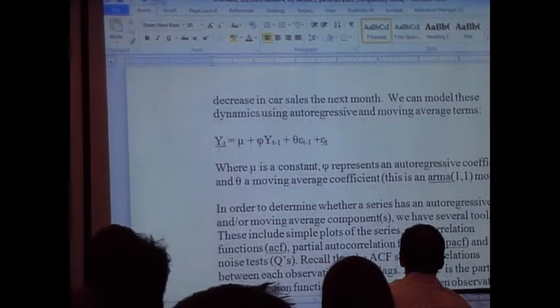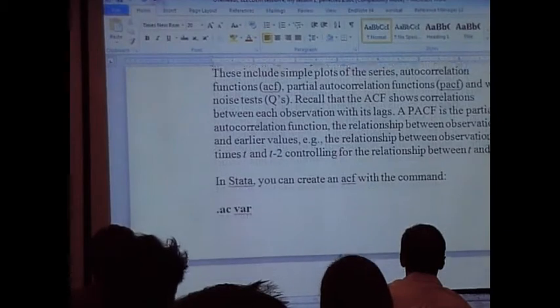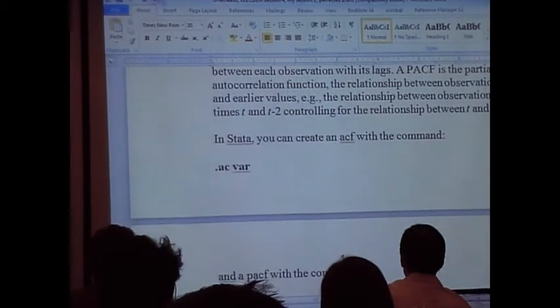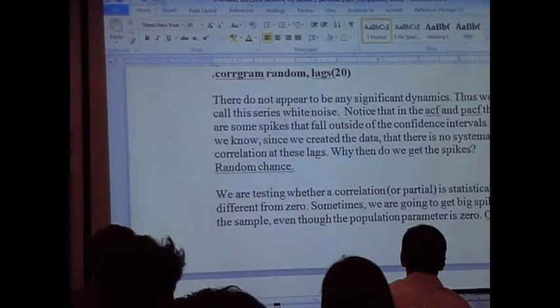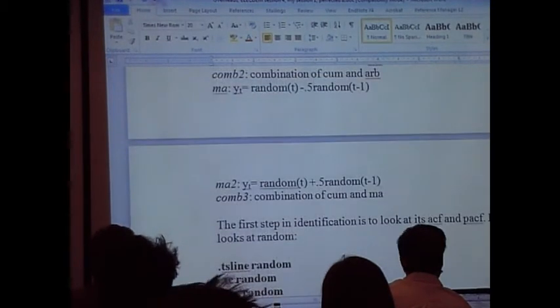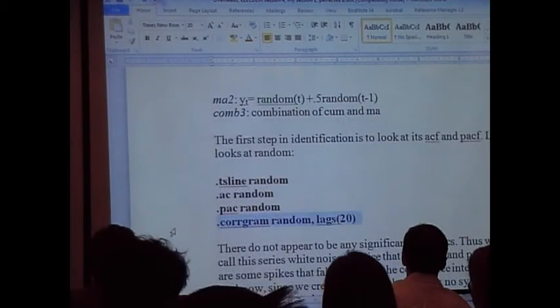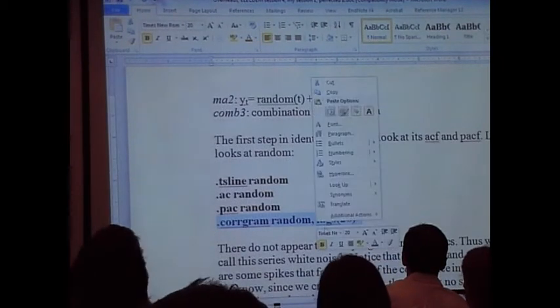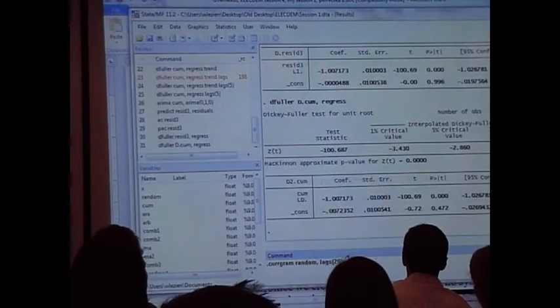And again, we do the same thing, autocorrelations, partial autocorrelations. A simple way to do both autocorrelations and partial autocorrelations together is to do a corrgram. Okay, I'll do that on this other variable here. Let's do it on ARP.